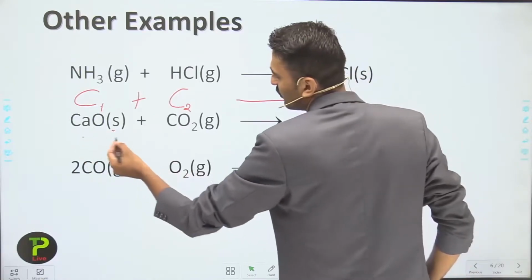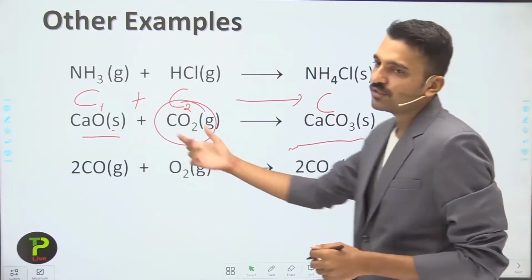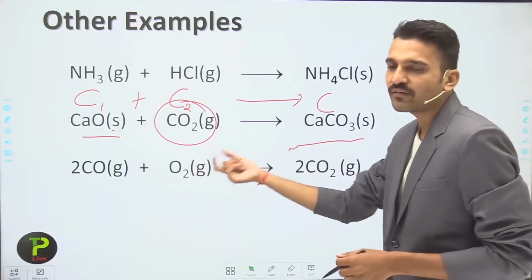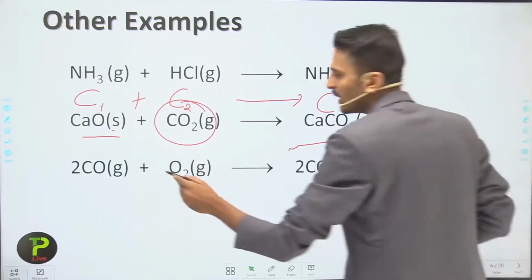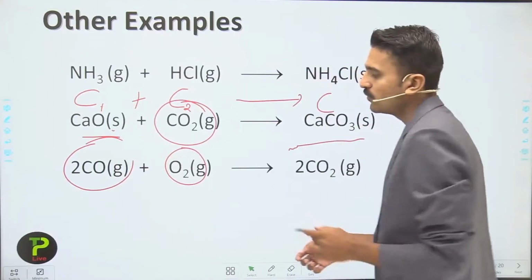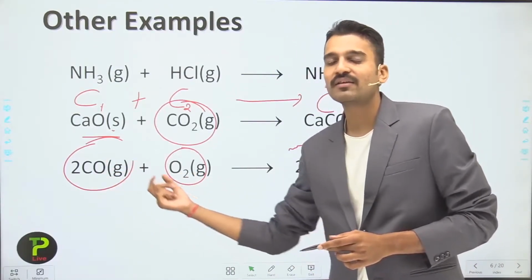Here you see calcium oxide combining with carbon dioxide to form calcium carbonate. Here you see two reactants and a single product. Another example is the addition of oxygen to carbon monoxide. This is an element, and this is a compound.